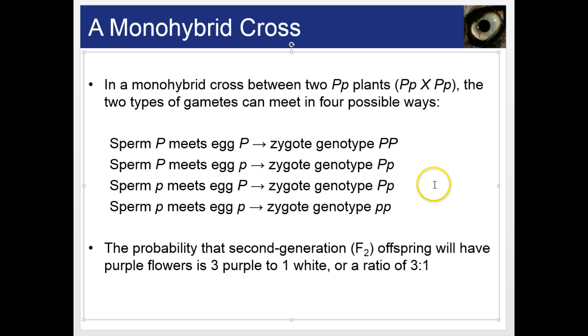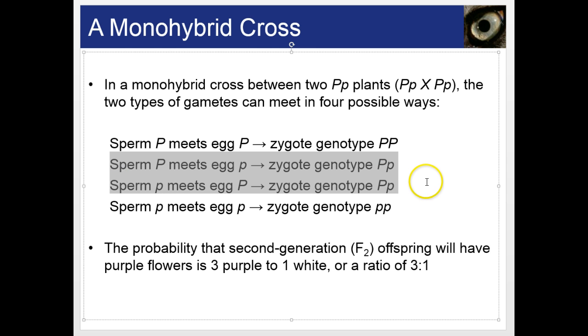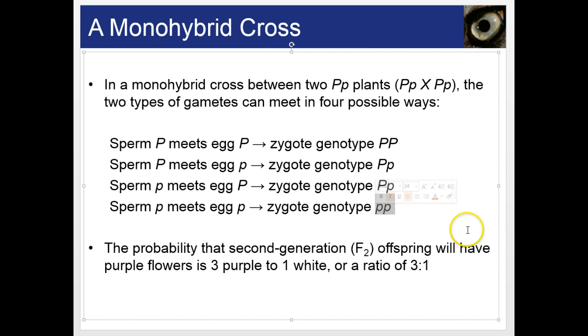So if we were doing a Punnett square, then 1/4 of the offspring, or 25%, would be homozygous dominant. Half would be heterozygous, purple. And 1/4 would be homozygous recessive, or white. And this is what Mendel got in his F2 generation.